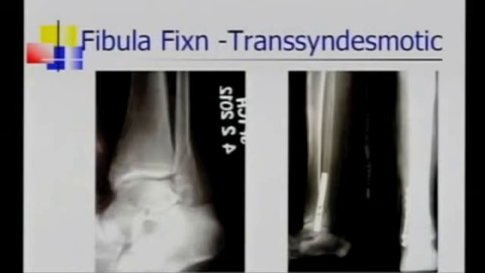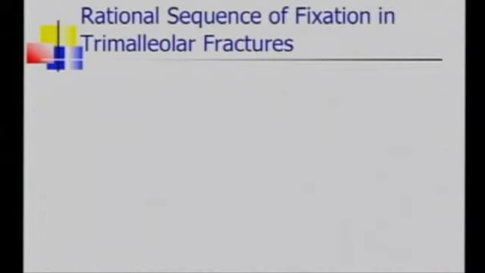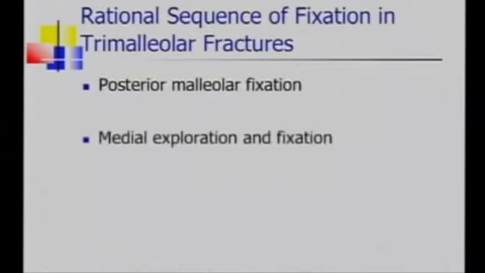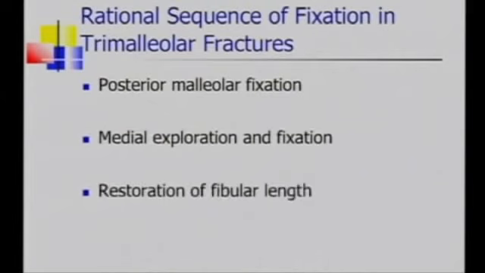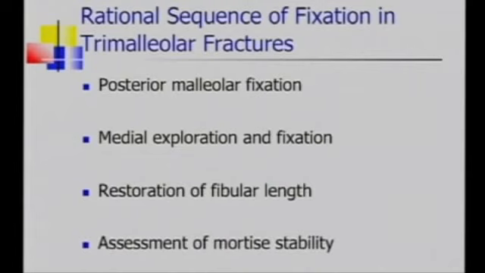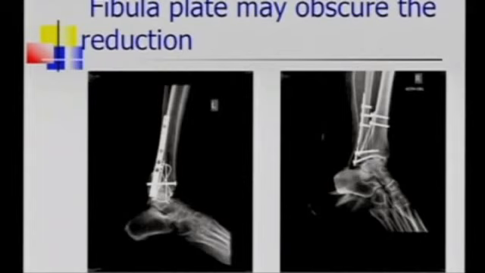But intraoperatively, if you have plated the fibula, it is very difficult to know about the posterior malleolus. So intraoperative C-arm pictures or radiology will trouble you a lot. If you have fixed the fibula first, then visualization of the posterior malleolus is a problem. So many people take the posterior malleolus fixation first, then medial malleolar fixation, restoration of fibular length, and then assess the ankle mortise. Let us have this example.